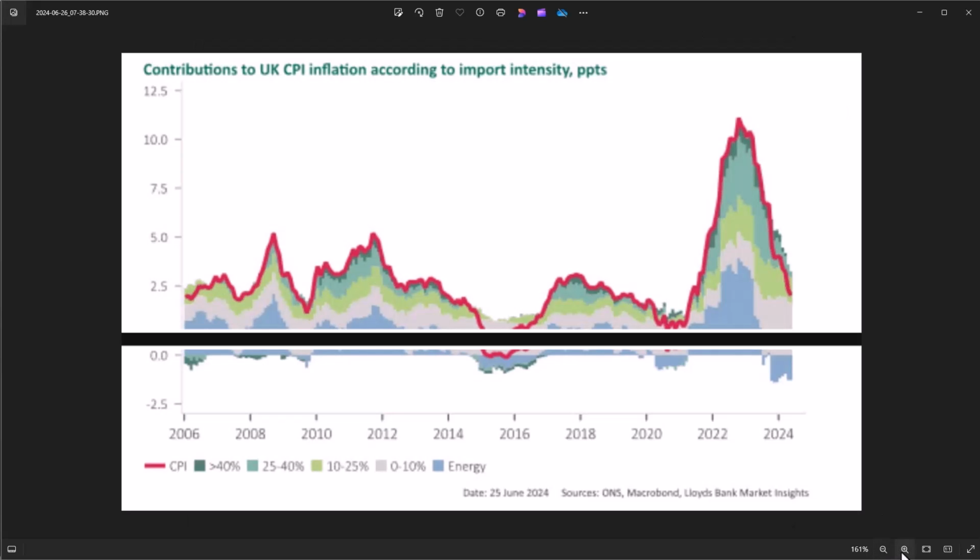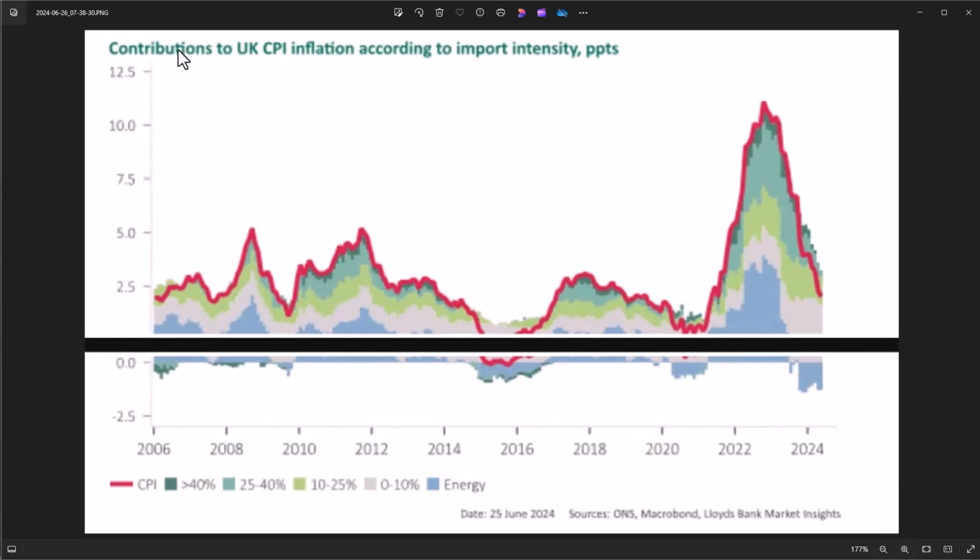This is another graph by Lloyds Bank. And this is kind of important as well. CPI inflation according to import intensity. According to import intensity, devil's always in the details with this stuff, guys. Right? It's always in the language. So when you look at this, the very first thing you'll note, you can spend more time on this. I'm flying through this to get to it so you can understand where my head's going with this.